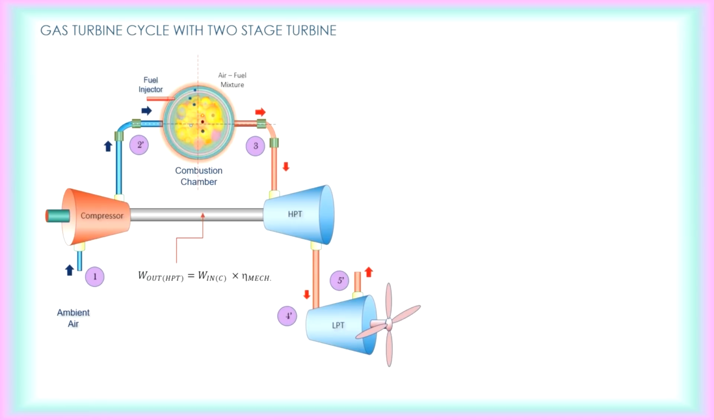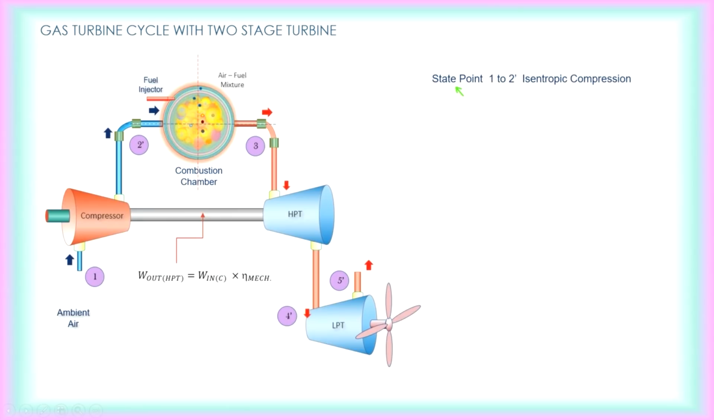Then after that, the hot gas will go into the first turbine, which we call the high pressure turbine. The high pressure turbine here is used to drive the compressor. And then it goes to the second stage turbine, which we call the low pressure turbine. So again, it will undergo isentropic expansion, and then it drives a generator or a propeller.